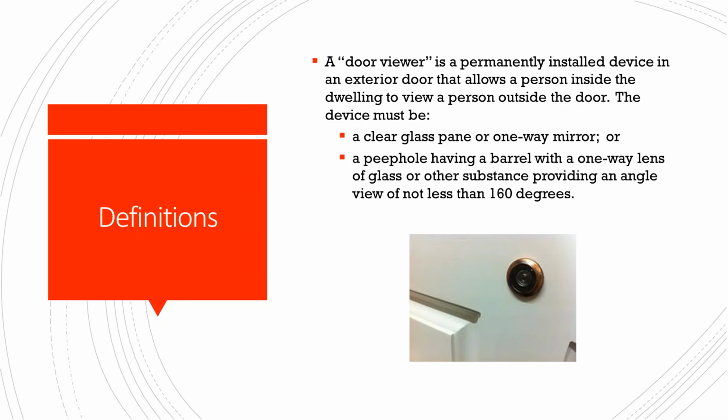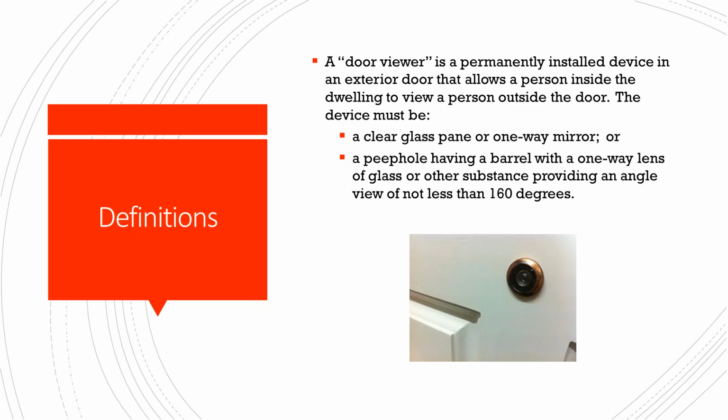What about a door viewer? Well, a door viewer is a permanently installed device in an exterior door that allows a person inside the dwelling to view a person outside the dwelling. And the device has to be one of these two things: a clear glass pane or one-way mirror, or a peephole having a barrel with a one-way lens of glass or other substance providing an angle view of not less than 160 degrees. So it's pretty specific.